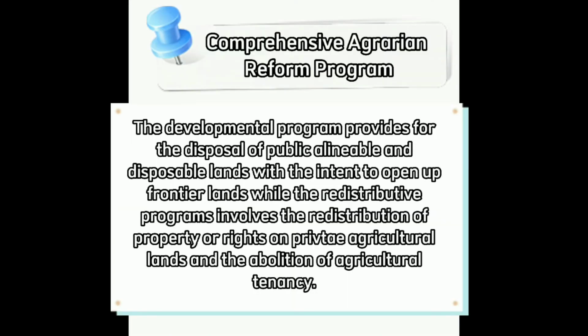Comprehensive Agrarian Reform Program or CARP is a developmental program that provides for the disposal of public alienable and disposable lands with the intent to open up frontier lands, while the redistributive program involves the redistribution of property or rights on private agricultural lands and the abolition of agricultural tenancy.